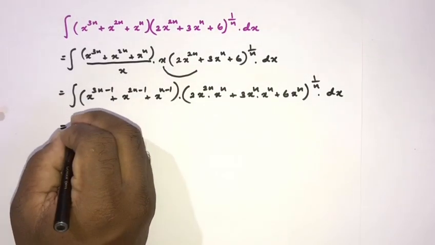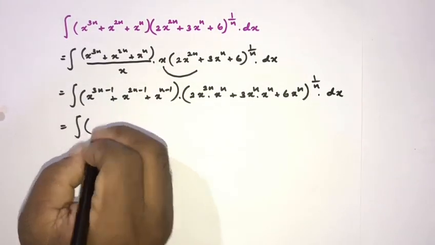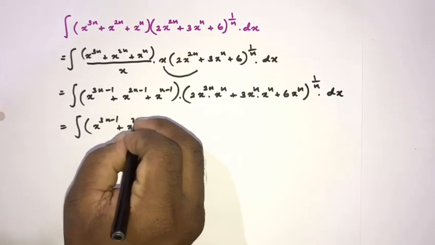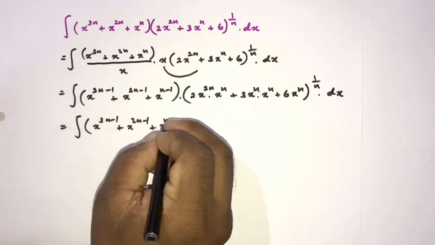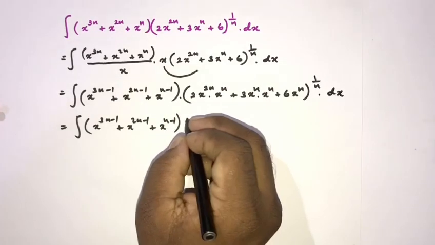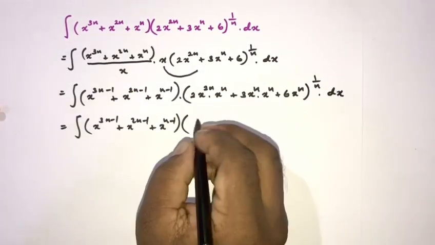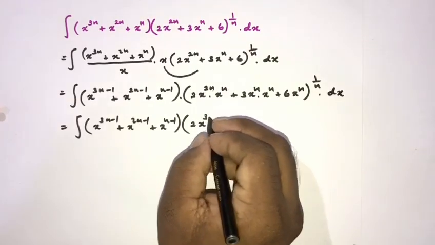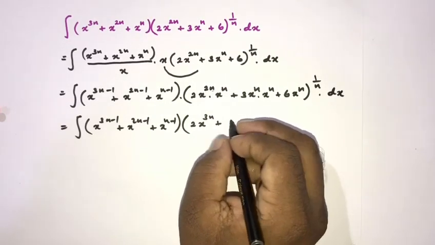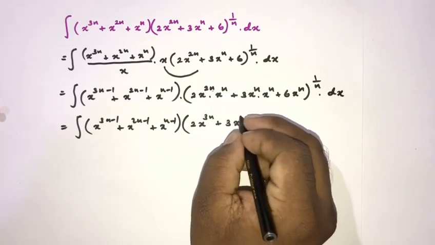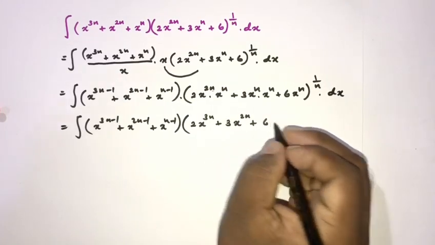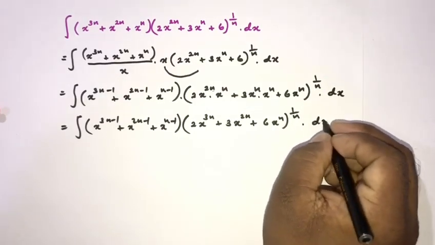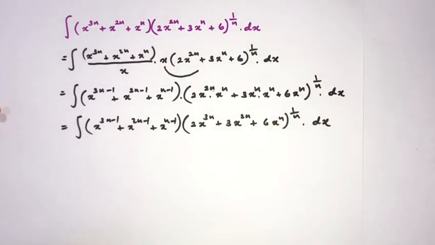Okay, then here I am going to rewrite this term: x^(2n-1) + x^(n-1), and now we can simplify: 2 times x^(2n+n), so 3n, plus 3 times x^(2n) plus 6 times x^n, raised to the 1 over n dx.